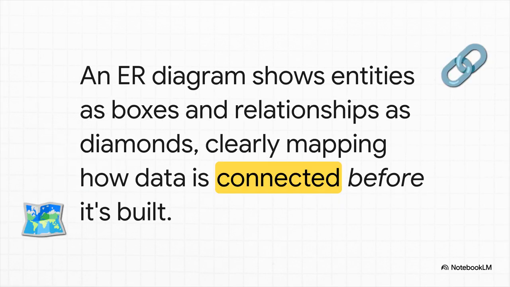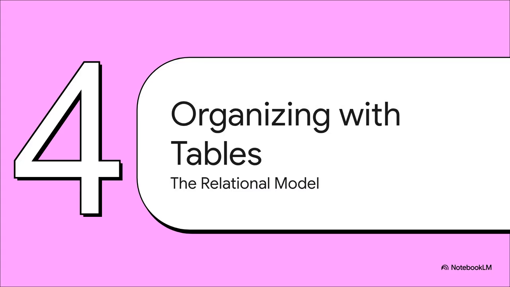And when you draw all this out, you get something called an ER diagram. It's a visual blueprint that makes the whole plan crystal clear. You can see right here our student entity and our course entity are linked together by an enrolled-in relationship. This simple diagram is our roadmap. All right, blueprint in hand, it's time to start building.